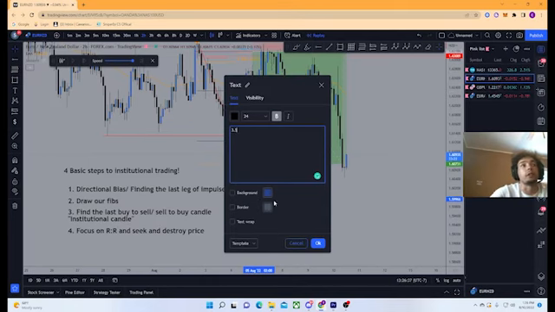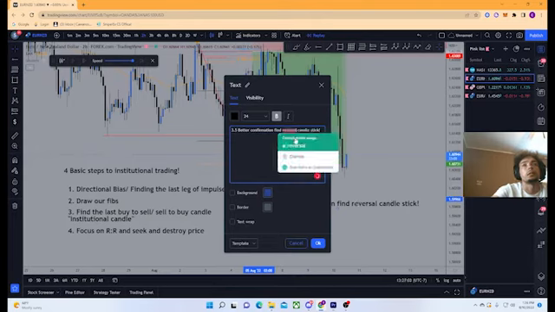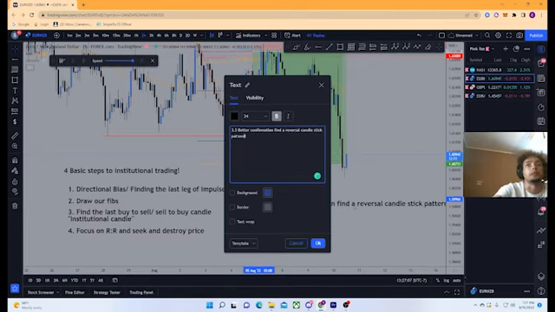So 3.5. All right, after you find that institutional candlestick, to get a better confirmation, find a reversal candlestick pattern.